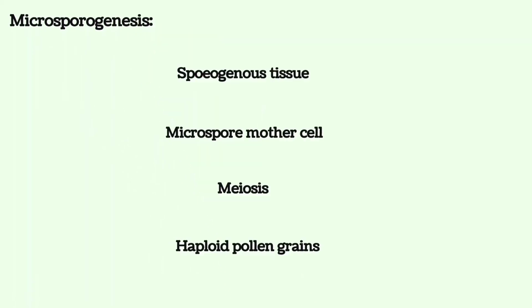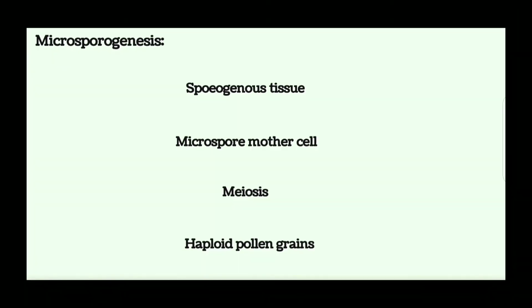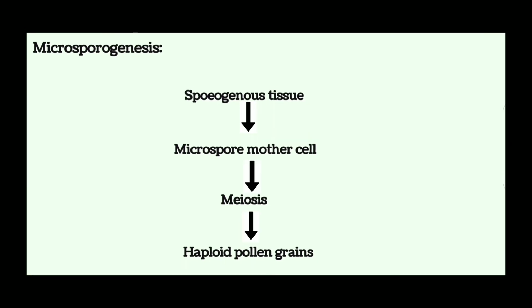pollen grains. Now, microsporogenesis. Microsporogenesis is the formation of microspores, that is, pollen grains. It is carried out in the anther. The sporogenous tissue of the anther divides mitotically and forms microspore mother cells. This microspore mother cell further divides meiotically and forms haploid microspores, that is, pollen grains.